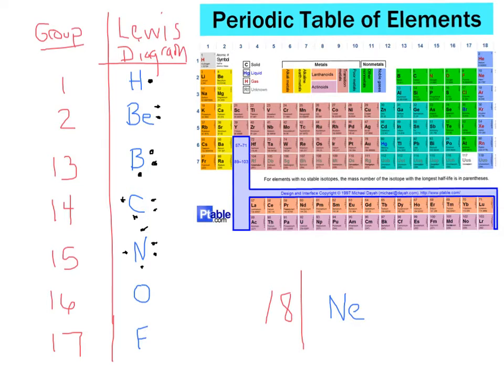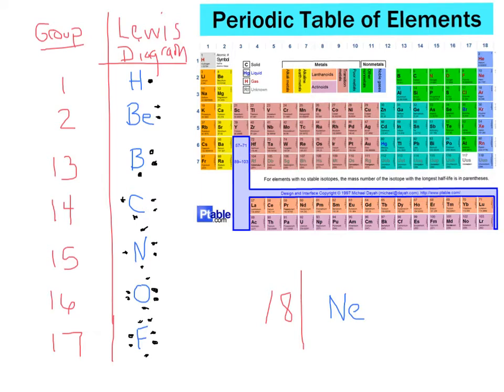Oxygen has, of course, 1 more than nitrogen because it's another column over. So 1, 2, 3, 4, 5, and then we can double up anywhere we want in one of these pieces. I'll put it there. Alrighty. Fluorine has 7, so we're getting closer to the octet. 1, 2, 3, 4, 5, 6, 7.